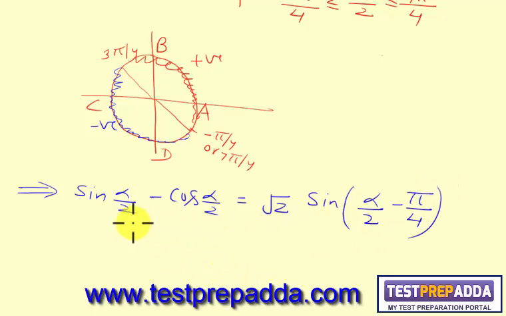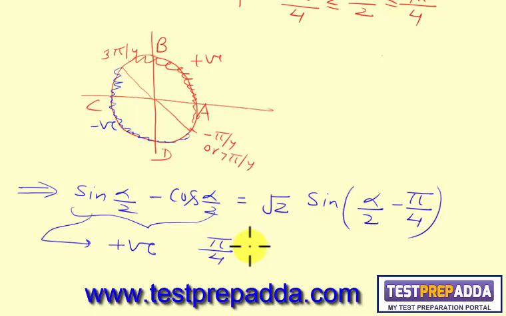So what will you say? This expression will be positive if alpha by 2 minus pi by 4, this angle, lies between 0 to pi. And if this lies between 0 to pi, then alpha by 2 will lie between pi by 4 and 5 pi by 4.